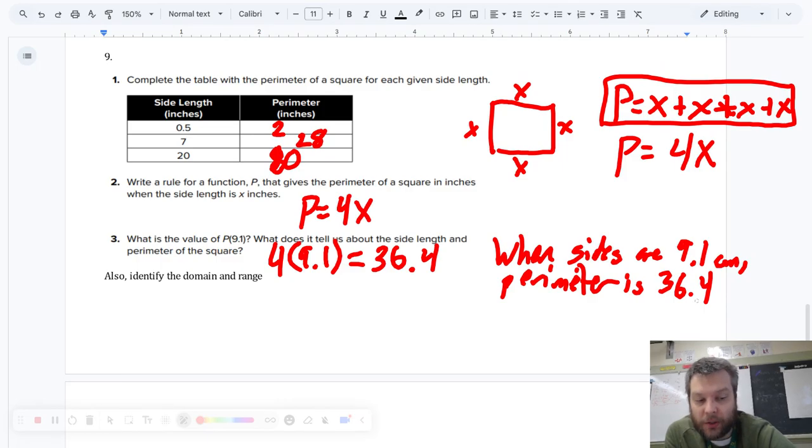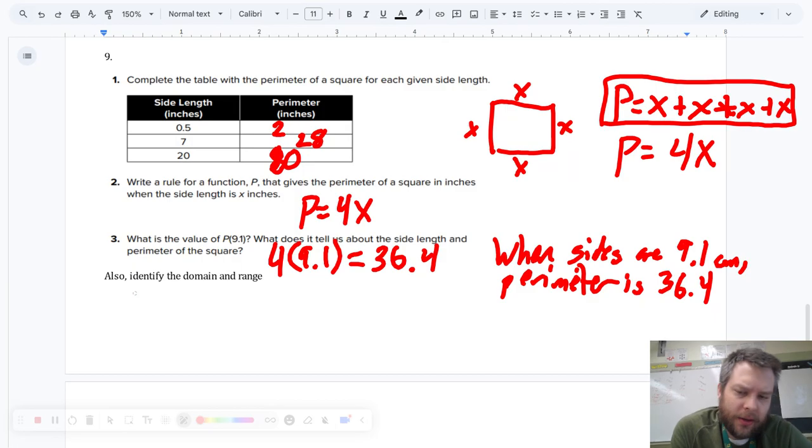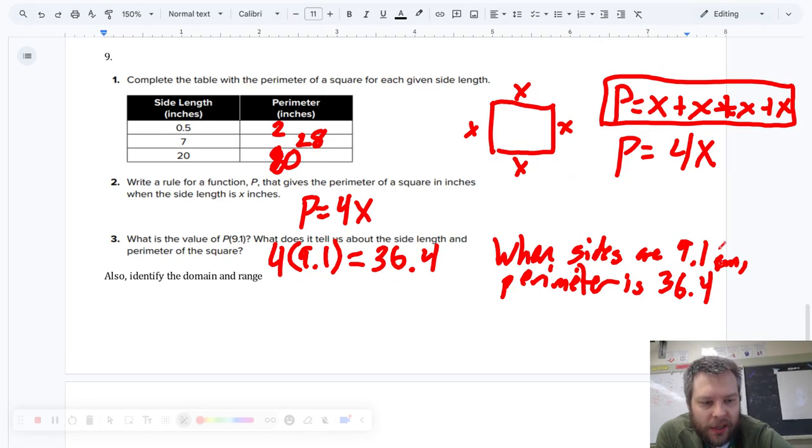And then at the end there it says also identify the domain and range. Domain is what x values make sense. Well, is there a smallest side you can have for a square? You could have a 1 inch. Oh, sorry, I said centimeters, but it should be inches here. You could have a 1 inch side length square. You could have a half an inch. You could have a tenth of an inch. You could have 0.00001 inches. It'd just be a really small square.